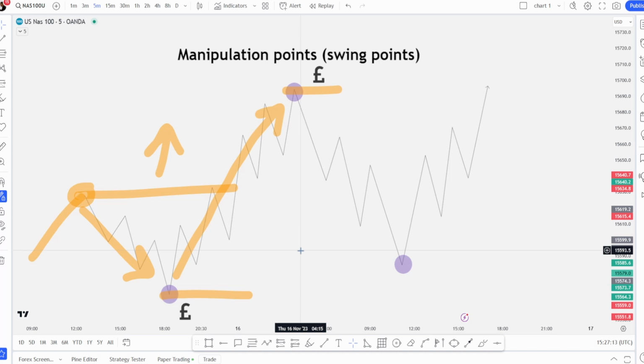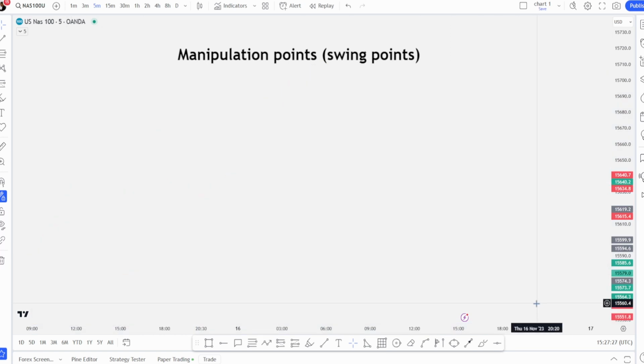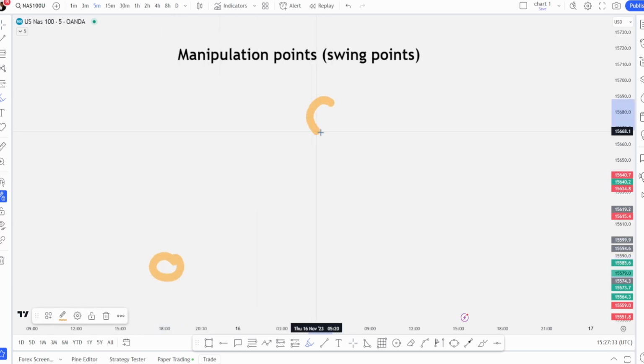And using this as a collective, you're going to begin to make a very clear picture for yourself on any given day. So, what is the purpose of manipulation points? Well, firstly, for us anyway, they give us a clear bias for the day. So if we have a low and a high, they give us a clear bias for the day, which in this case is bullish.